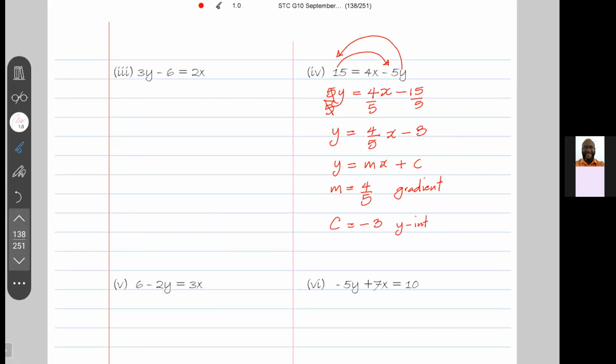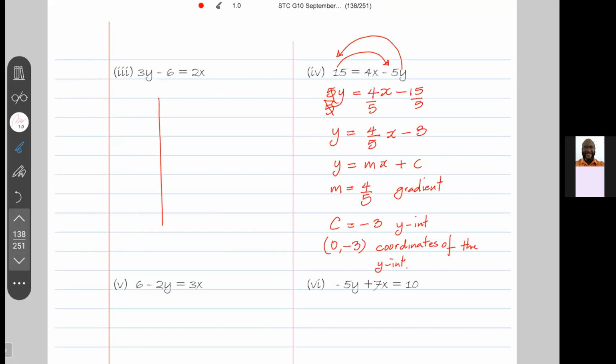Now, the y-intercept is on the y-axis. So 0, minus 3 are the coordinates of the y-intercept. So it's something like this I want you to do. But before you do it, I'm just going to give you a sketch. This is not necessary, but I'm going to give you a sketch of what this graph would look like.